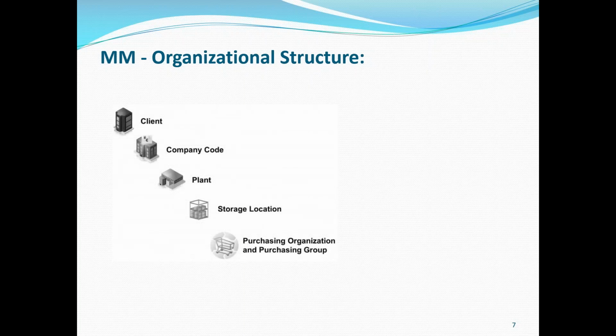In the MM organizational structure, there are four main organizational elements. The highest organizational unit is the plant, then storage locations are maintained in the plant, and in order to look after the procurement requirement for the plant, purchasing organization and purchasing group are there.